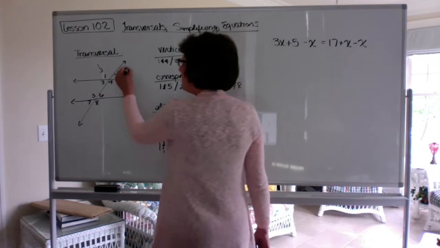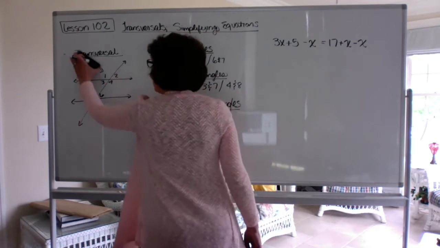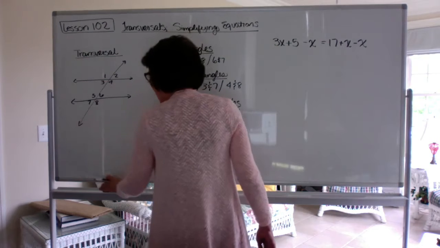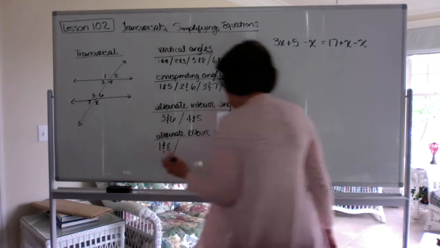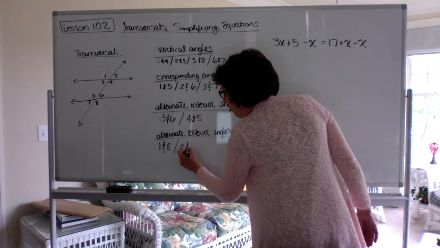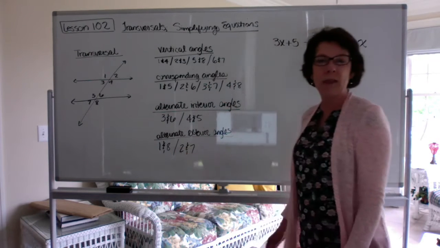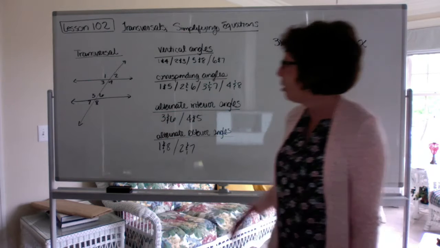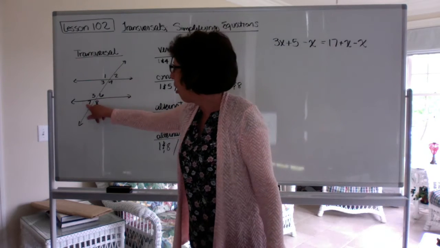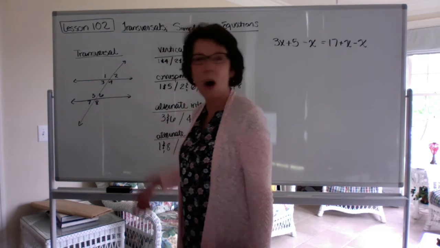And then that means that, let's erase this, 2 and 7 will be my other pair of alternate exterior. And those are congruent also. 2 and 7 are acute. 1 and 8 are obtuse.